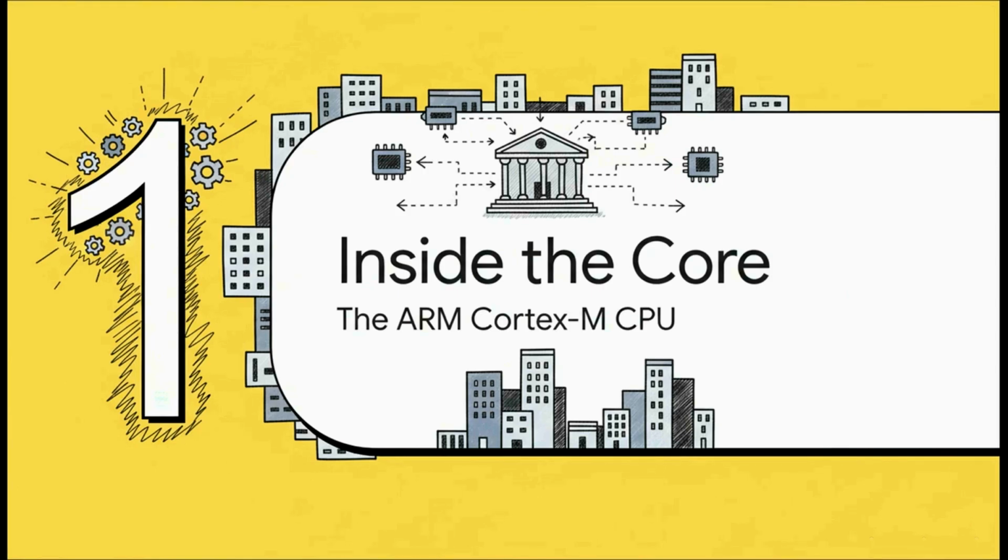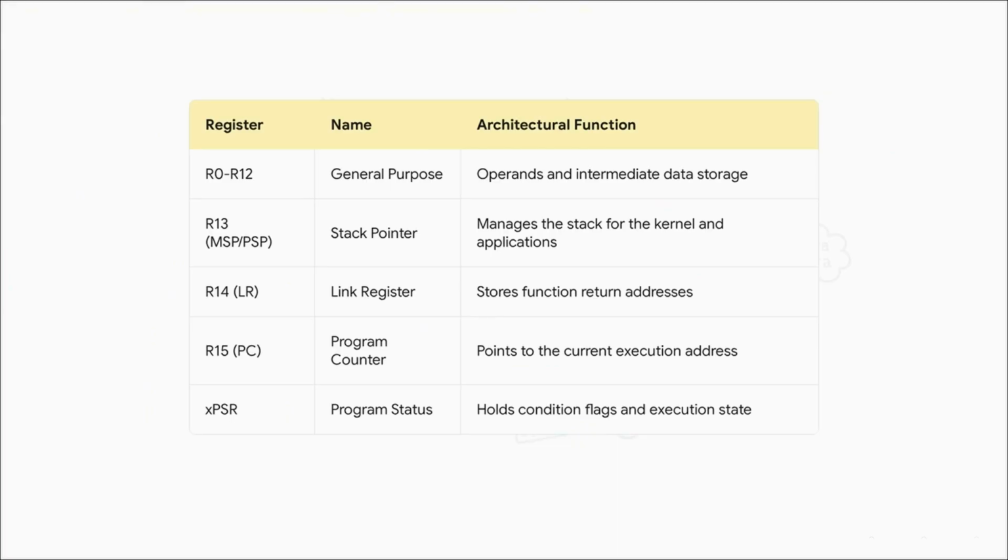I want you to think of the microcontroller as a tiny, self-contained city. Right at the absolute center of this city, you have the CPU, the central processing unit. This is our city hall. It's where all the big decisions are made and where all the instructions are carried out. Now, inside our city hall, the CPU has a small set of super-fast memory locations called registers. Think of these as the mayor's personal notepad for doing quick calculations.